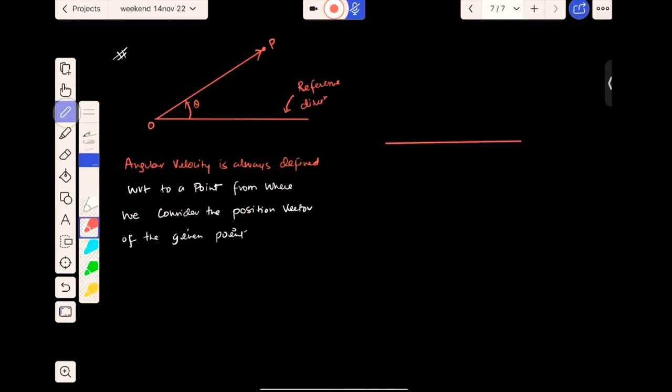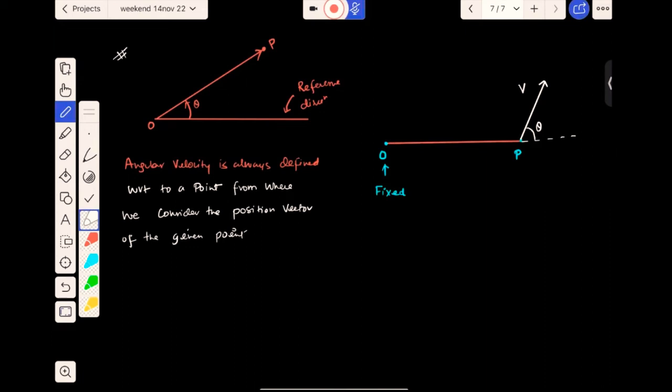Suppose I give you a point O, and this is another point P. The point O is fixed in space, or it is in ground frame. The point P is moving with a velocity V, which is inclined at an angle theta with the line joining the point O and point P. And what we are trying to do is to figure out the angular velocity of P with respect to O.